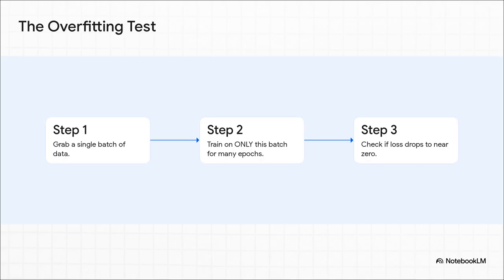Now, this next one, honestly, this might be the most powerful sanity check in all of machine learning. Before you try to train on your entire massive dataset, just take one single tiny batch of data, and then try to train your model on just that one batch over and over again. If your model can't even learn to memorize one tiny piece of data, if it can't get the loss close to zero, then something is seriously broken with your setup.